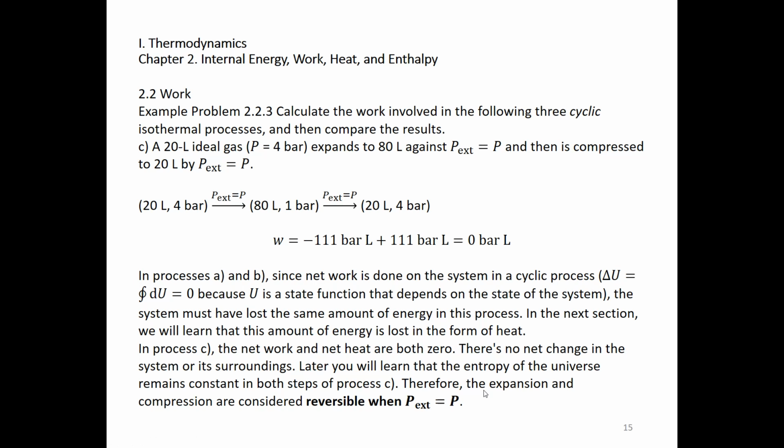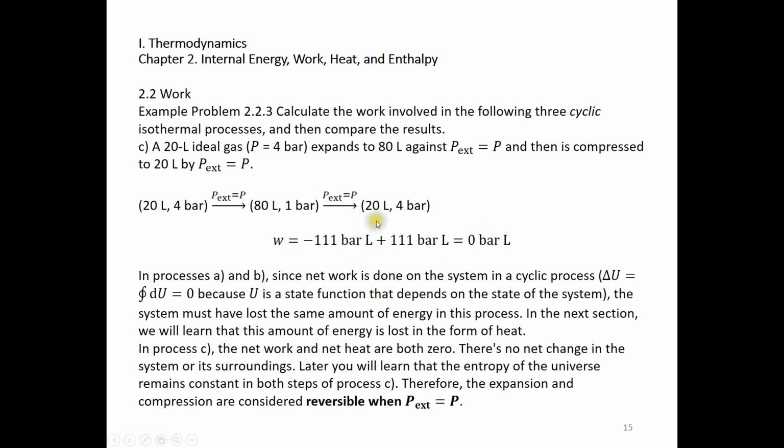One more cyclic process example over here. Still 20 liter ideal gas, 4 bar pressure, expands to 80 liters and 1 bar. But we're going to ensure this condition, P external is equal to P, and then followed by the compression, P external is still equal to P. So we learned in this first step it's negative 111. In the second step it's positive 111. They cancel. So overall the amount of work is 0. So Q is also 0 in this cyclic process.